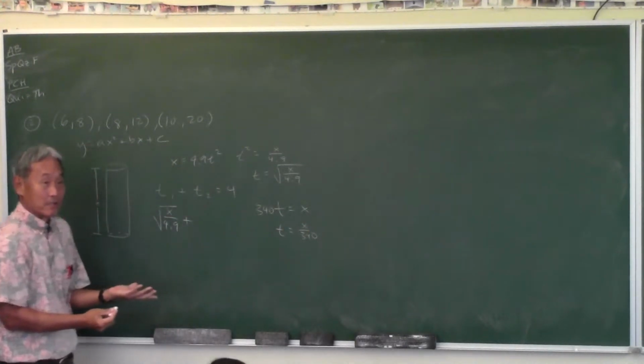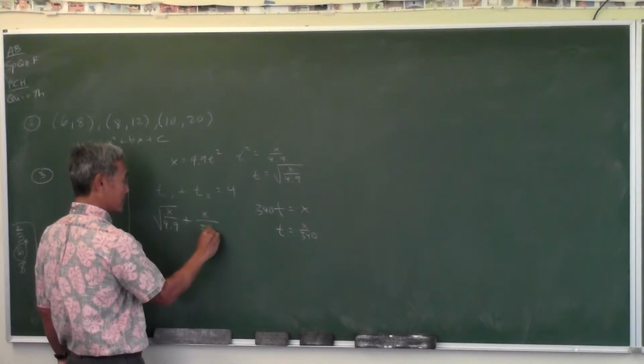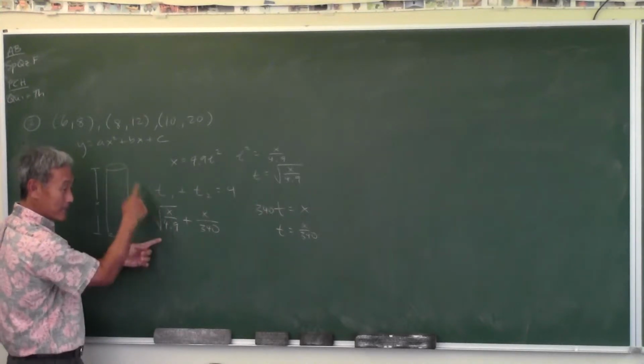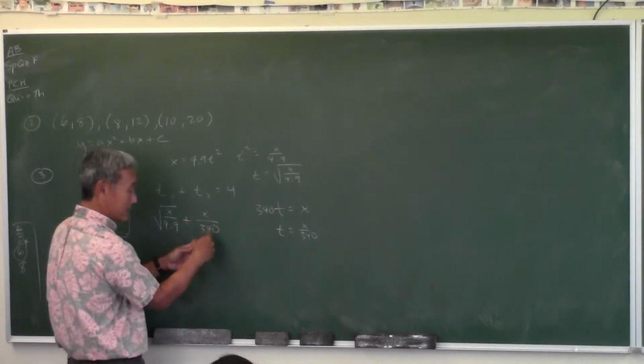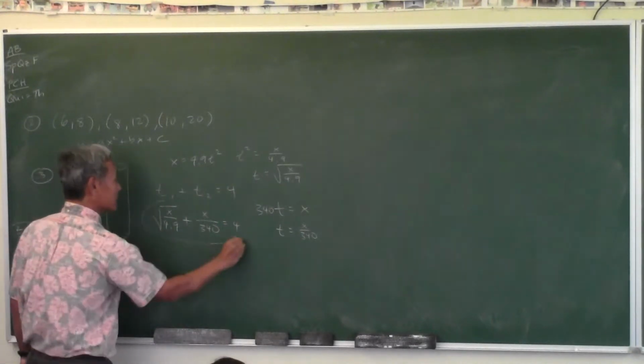We just don't know what X is. X is the height of the well. So this is the time it takes the sound to travel up. So the time it takes the rock to fall plus the time it takes the sound to travel up has got to equal 4 seconds. This is your equation.